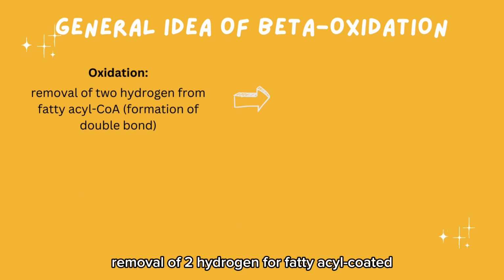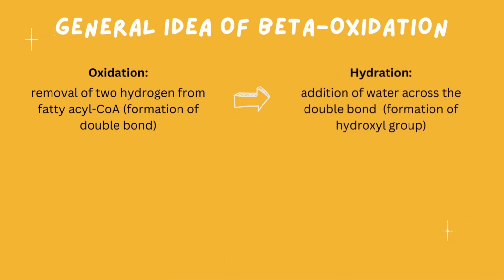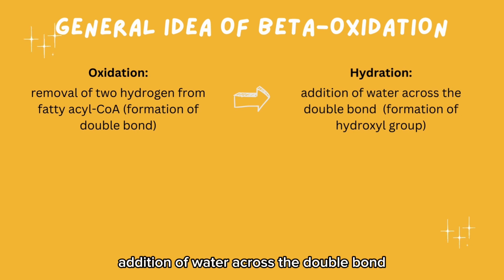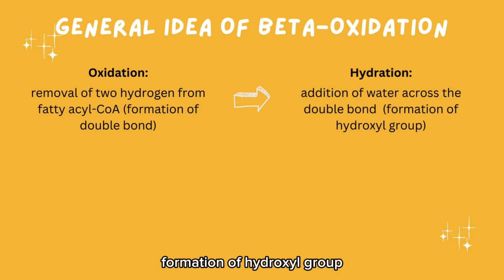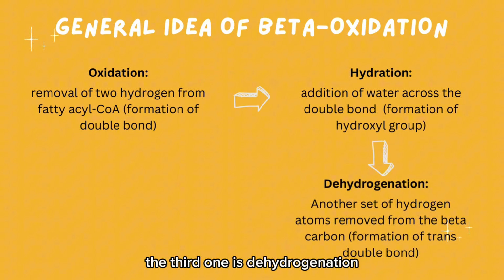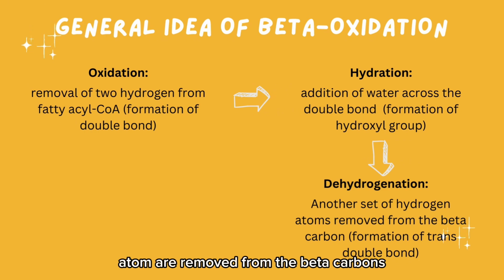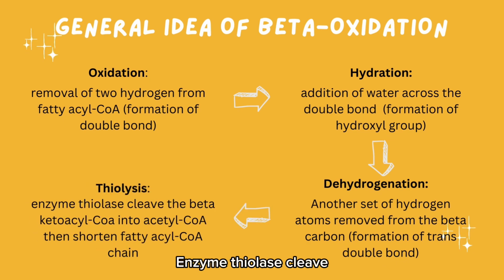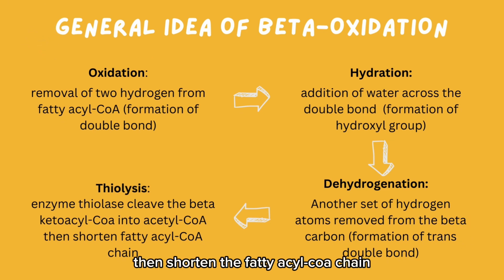The general idea of beta oxidation. First is oxidation, removal of 2 hydrogen from a fatty acyl-CoA, formation of double bond. Second is hydration, addition of water across the double bond, formation of hydroxyl group. The third one is dehydrogenation. Another set of hydrogen atoms are removed from the beta carbons, a formation of a trans double bond. Lastly is the thiolysis. Enzyme thiolase cleaves the beta-ketoacyl-CoA into acetyl-CoA, then shortens the fatty acyl-CoA chain.